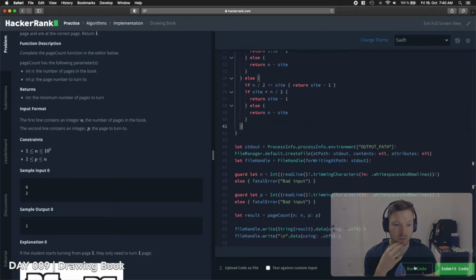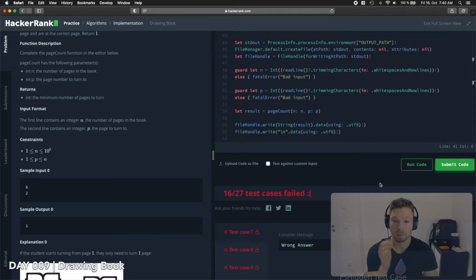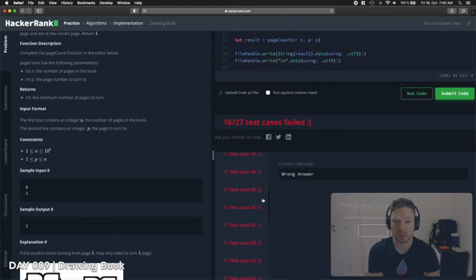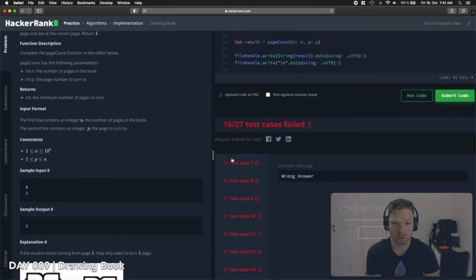Let's try this. Wow, okay, this worked. Damn, okay. Lots of cases failed and lots of cases succeeded, so we have edge cases that we didn't cover. Let's unlock one and see why.